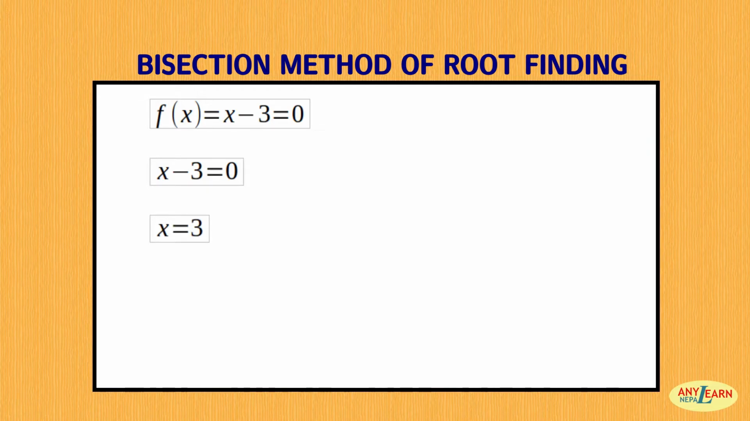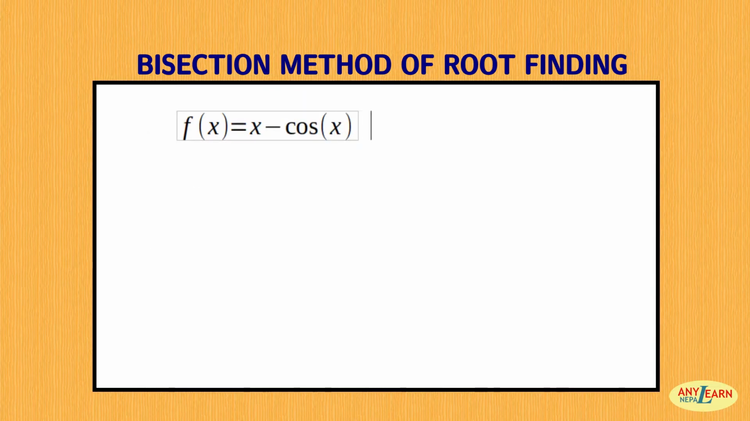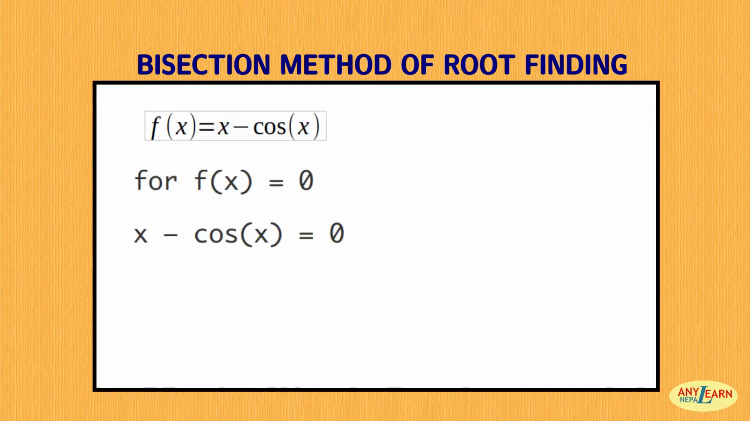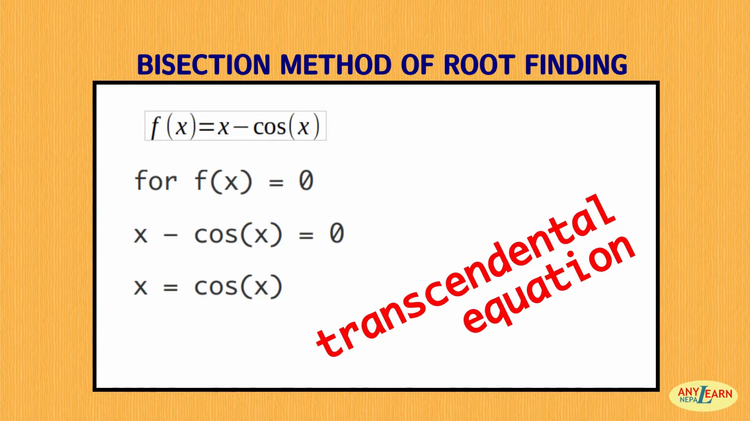Now let's look at another function. Suppose we have f(x) = x - cos x. Let's try to find its root. For f(x) = 0, 0 = x - cos x, so x = cos x. Now what? This equation is called a transcendental equation and cannot be solved analytically.